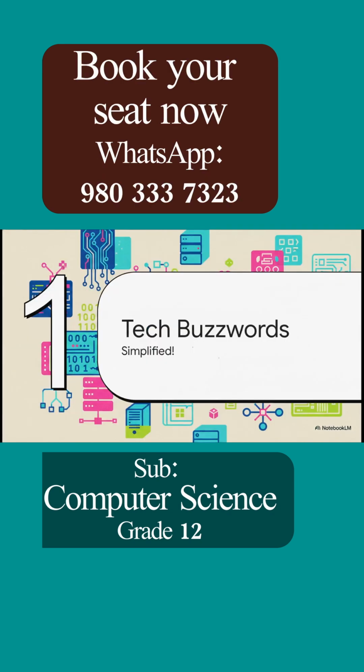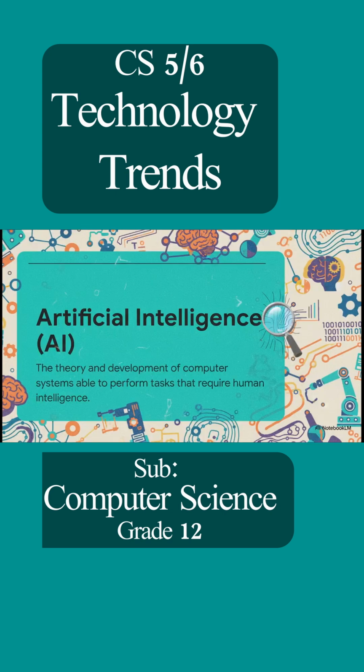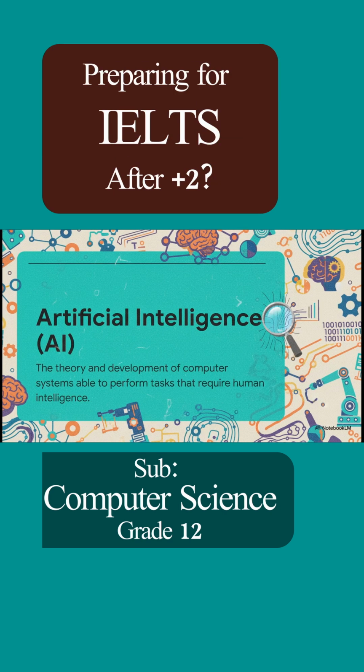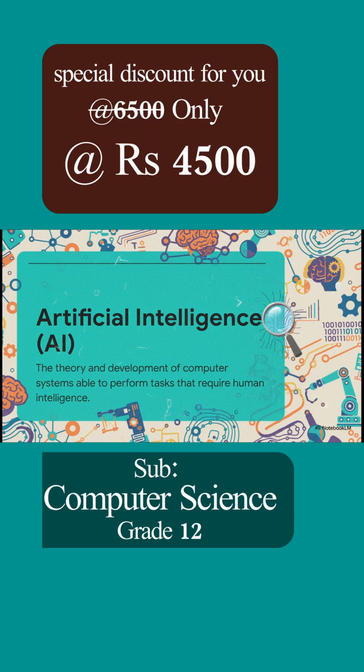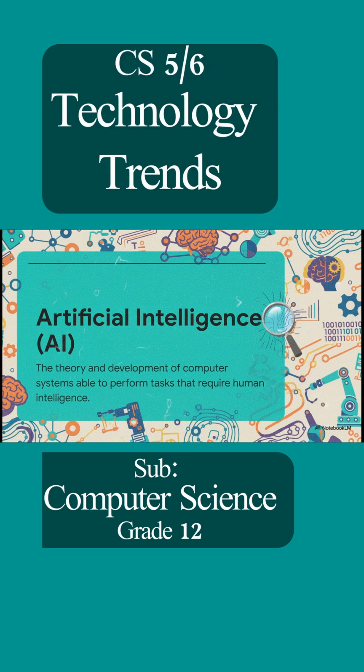All right, first up, let's just destroy these big, scary tech buzzwords. What we'll do is I'll give you the official textbook definition, the boring one, and then we'll translate it into simple, everyday language that you can actually remember for the exam. Okay, let's kick things off with the big one, the one you hear about everywhere, artificial intelligence, or AI. Now, your textbook probably has this long definition, something like the theory and development of computer systems able to perform tasks that normally require human intelligence. Yeah, it's a lot, right?